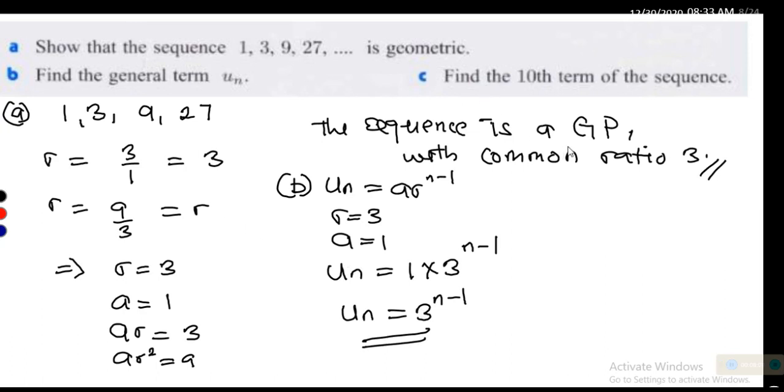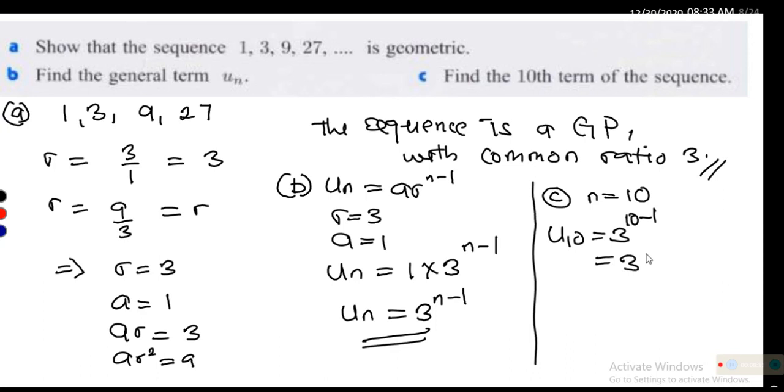And C, find the 10th term of the sequence. So for C, the 10th term, when n equals 10, just substitute into the general form. U10 equals 3 raised to power 10 minus 1, which is 3 raised to power 9. You can use your calculator to check 3 raised to power 9.